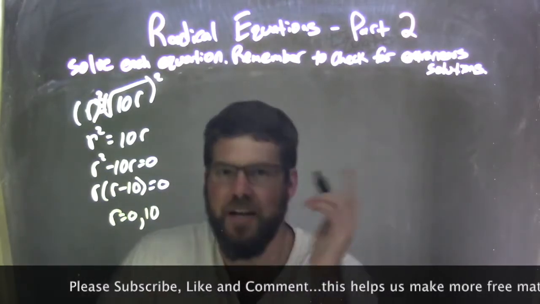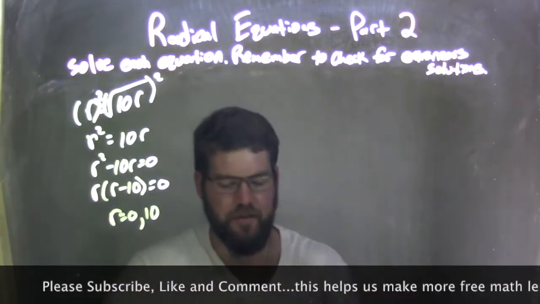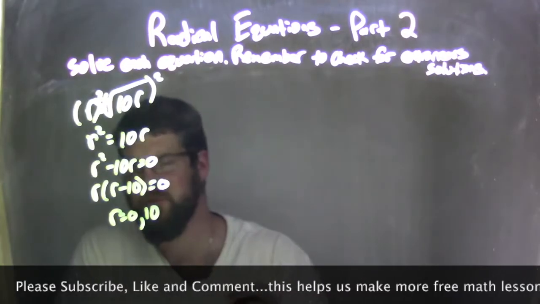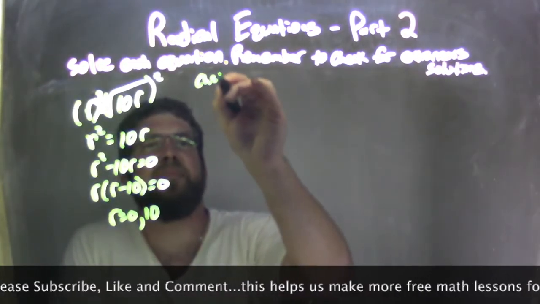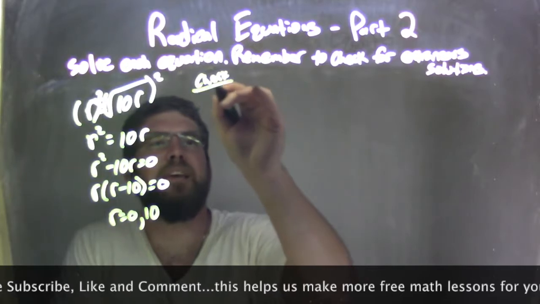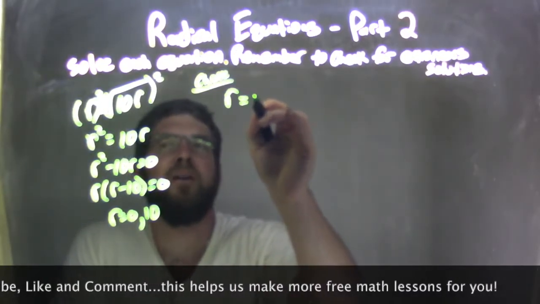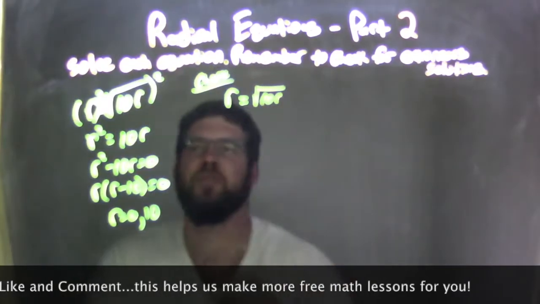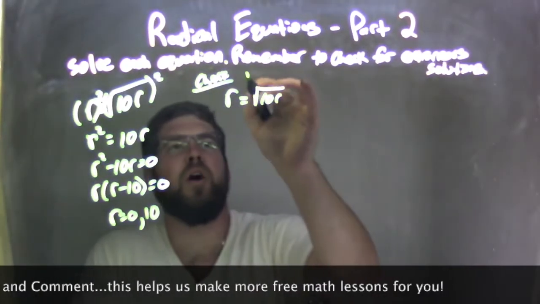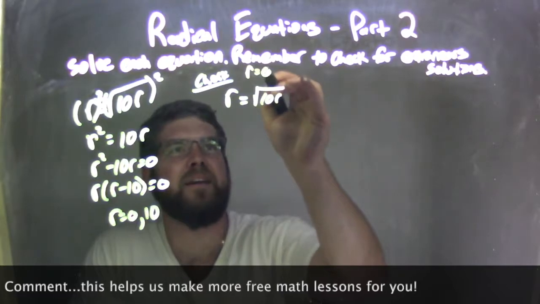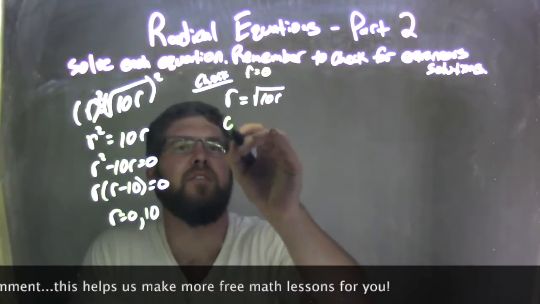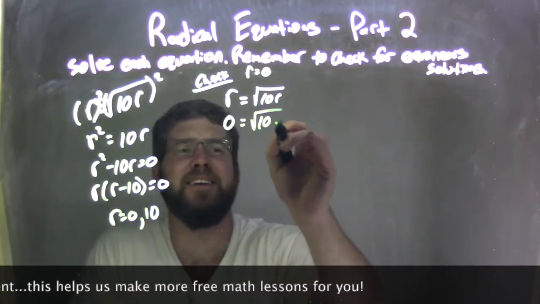We got to check it, right? Check for our extraneous solutions. See if any of them are extraneous, okay? So let's check here. All right, check. So let's rewrite our equation. R equals the square root of 10R, and that's a little more level there. We're going to plug R equals 0 in. 0 equals the square root of 10 times 0.